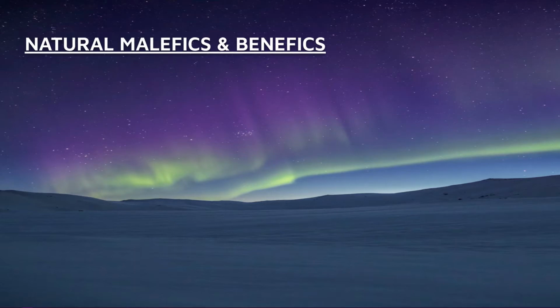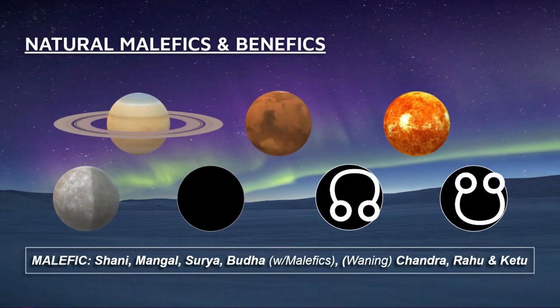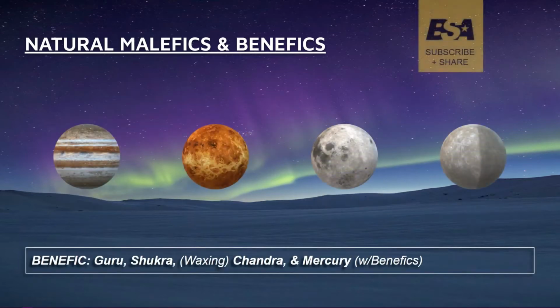Okay, so let's go over the natural Malefics and Benefics, shall we? Natural Malefics include Shani, Mangal, Surya, Buddha when with Malefic planets, so there needs to be some other association with the Malefic, and waning Chandra, and of course Rahu and Ketu, my favorite Malefics. Natural Benefics include Guru, Shukra, waxing Chandra, and Mercury when with Benefics.